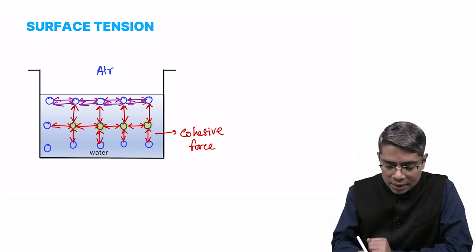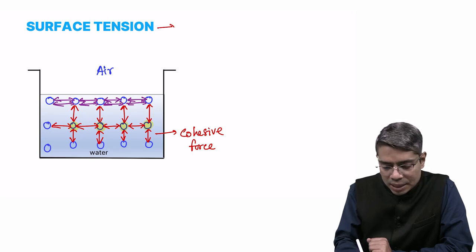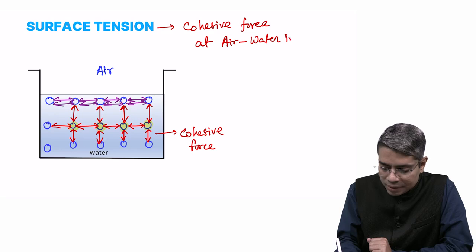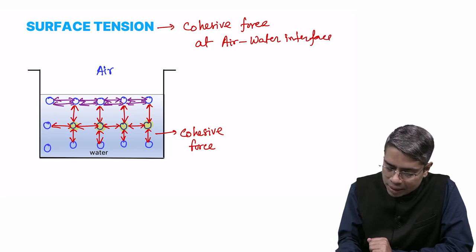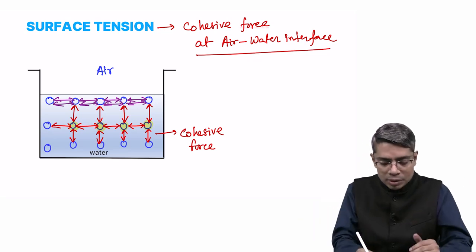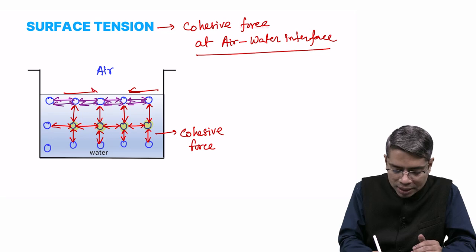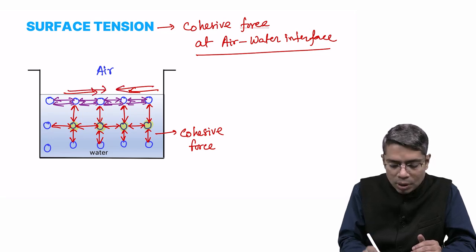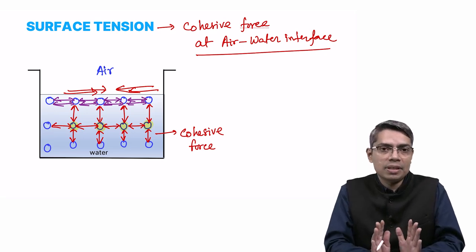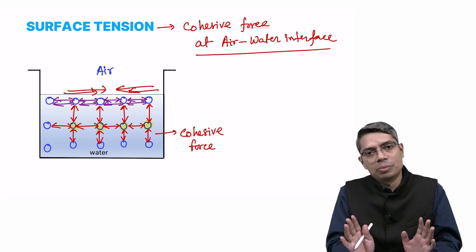So I can say here that surface tension is a cohesive force at the air-water interface. Because of this cohesive force, as if all the water molecules are trying to aggregate with one another at the center, as if the water is trying to shrink to a single point. So this is the surface tension; an air-water interface should be there.